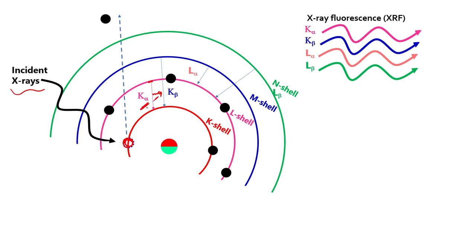And that line we call the K alpha line. Similarly, there is a probability that an M shell electron will jump to fill the vacancy, and that line we call K beta. Now, there is also a probability that the vacancy can be produced in the L shell. When the vacancy is produced in the L shell, the M and other shell electrons will fill this vacancy, and we will get L alpha and L beta.